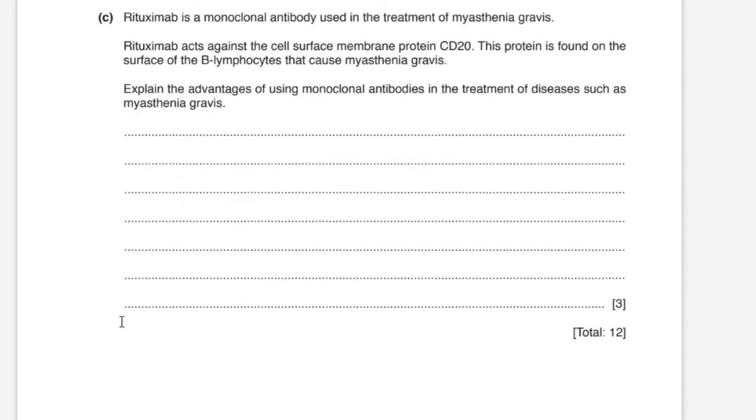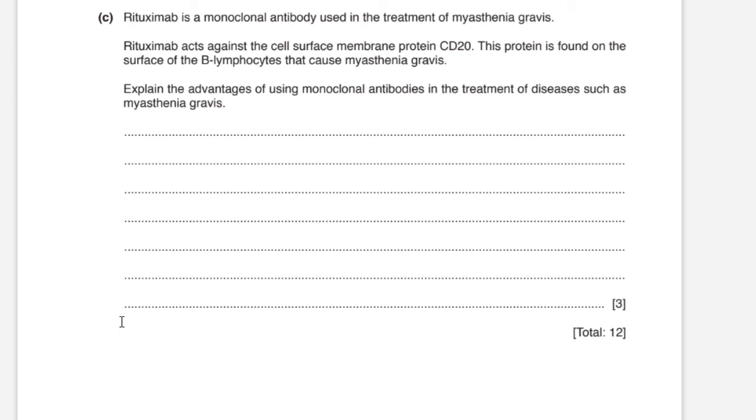C. Rituximab is a monoclonal antibody used in the treatment of myasthenia gravis. Rituximab acts against the cell surface membrane protein CD20. This protein is found on the surface of B lymphocytes that cause myasthenia gravis. Explain the advantages of using monoclonal antibodies in the treatment of diseases such as myasthenia gravis.